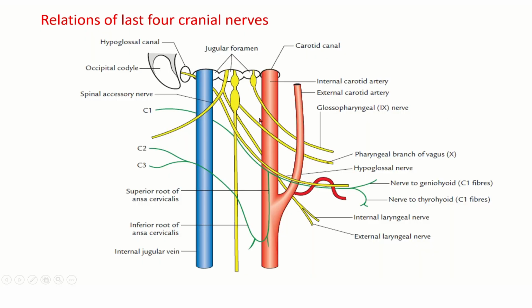So here you can see this is the glossopharyngeal nerve. Here you can see the vagus nerve, and here you can see the spinal accessory nerve. You can see the relationship among the last four cranial nerves. You can see here this is the hypoglossal nerve coming from the hypoglossal canal.